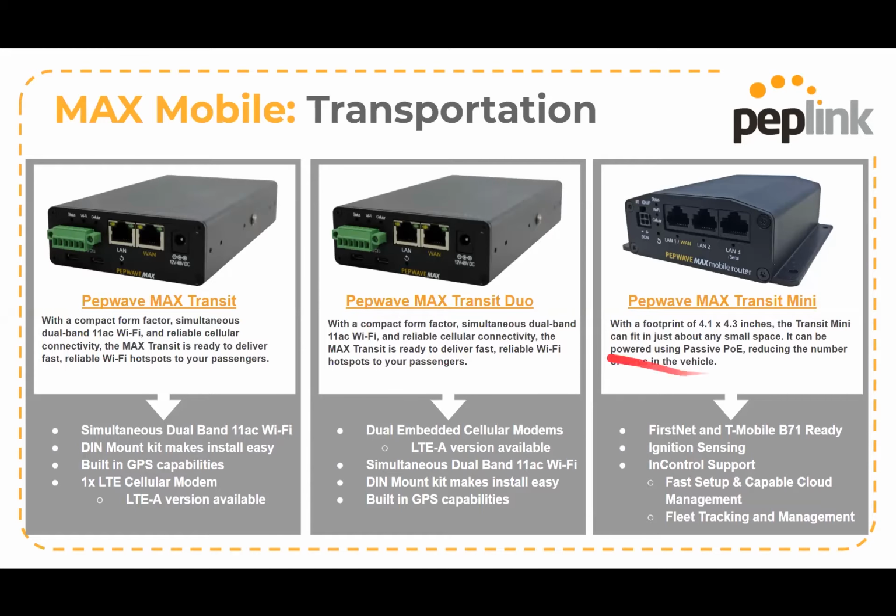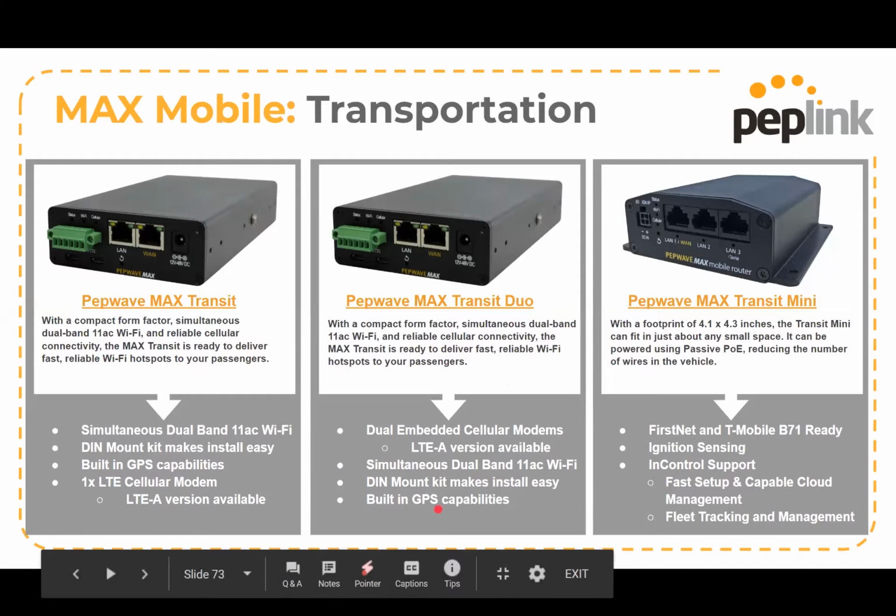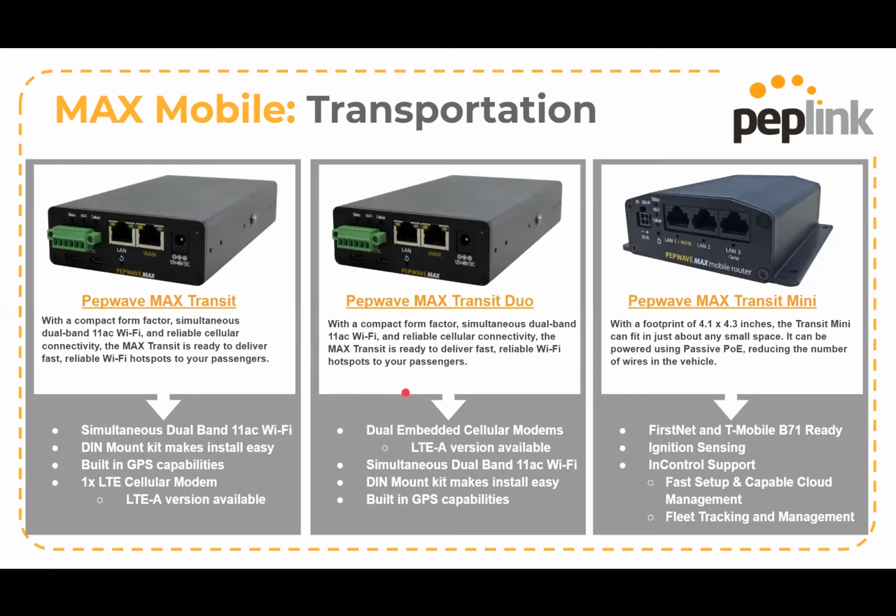Now, the Max Transit and the Max Transit Dual are technically mobile versions of the HD2 and HD4. They have 400 megabits of throughput. This has a single cellular, this has a dual cellular, but it doesn't have the built-in switch port. It does have a single LAN and WAN.